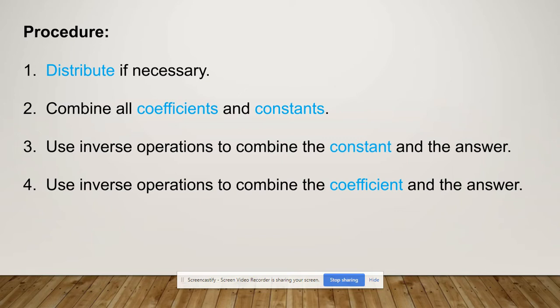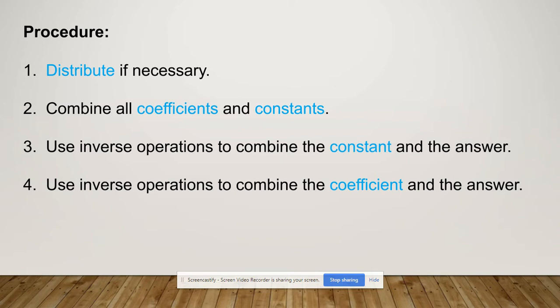Okay, so things like 5x and 2x can be put together to make 7x. Things like half x and 3/4 x can be put together to get a whole x. And constants, those are the numbers that stand alone. So things like +5 and -8 can be put together to get -3. -10 and +4 can be put together to get -6. Third, you're going to use inverse operations to combine the constant and the answer. And last, use inverse operations to combine the coefficient and the answer.